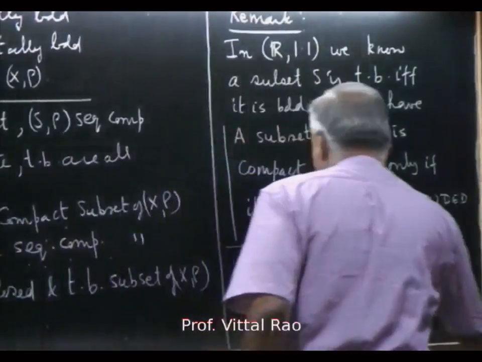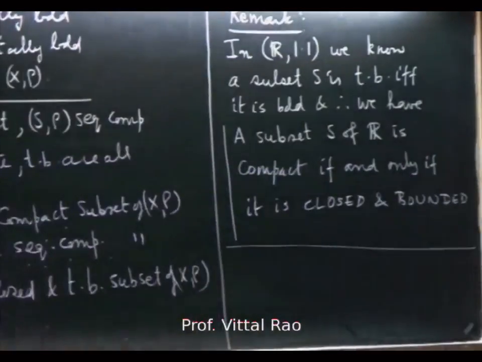Let us look at some simple examples now in R. Now that we have this weapon in our hands, we know what is meant by compactness on the real line.